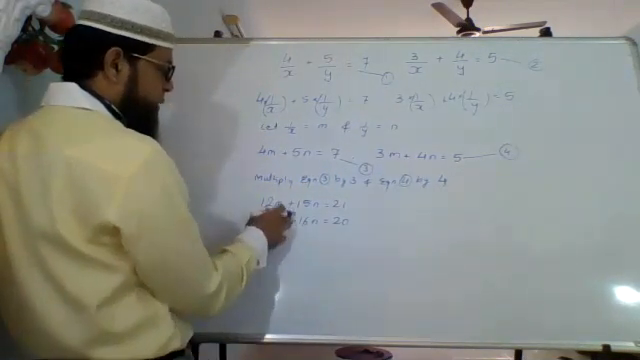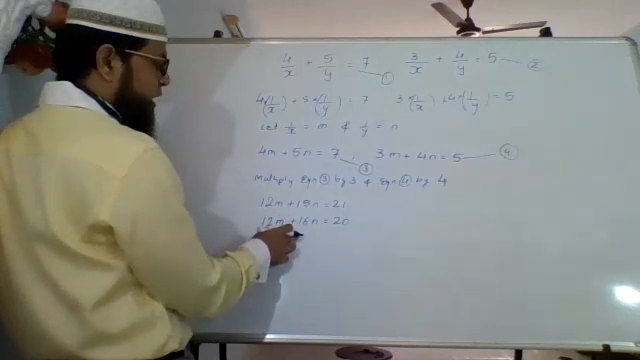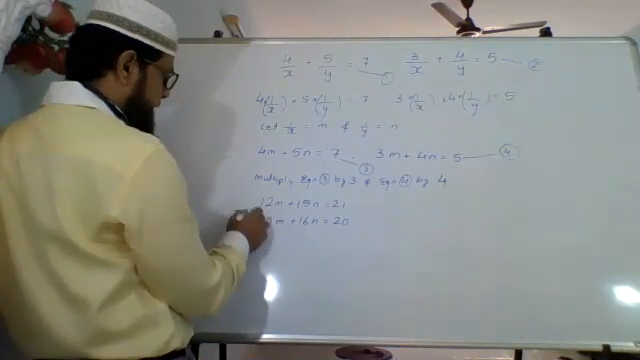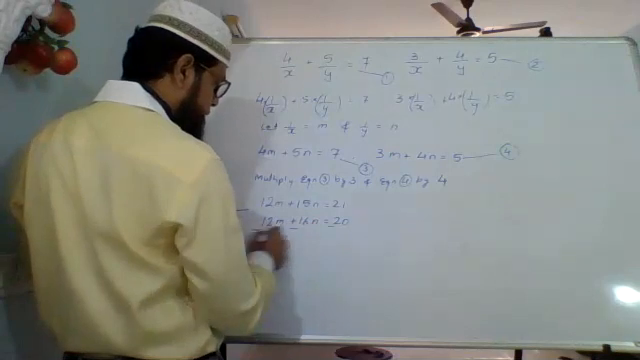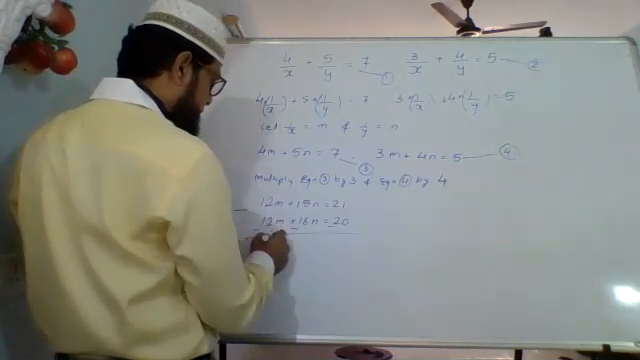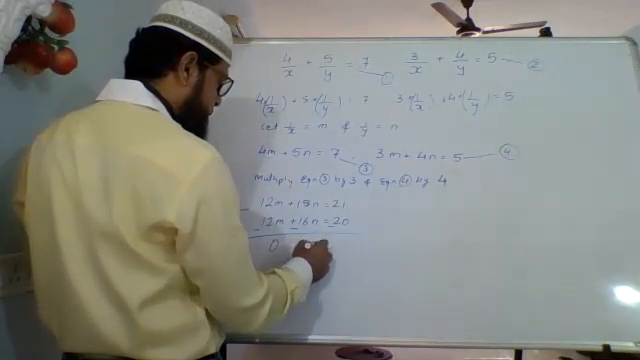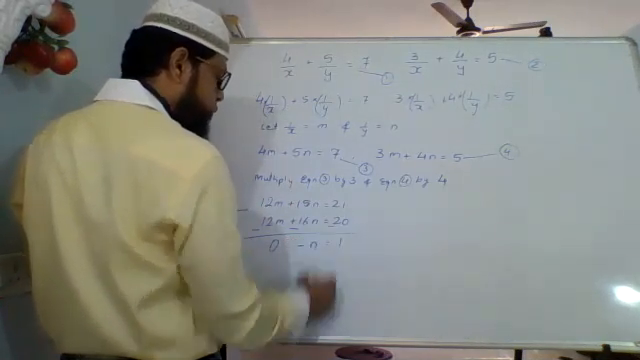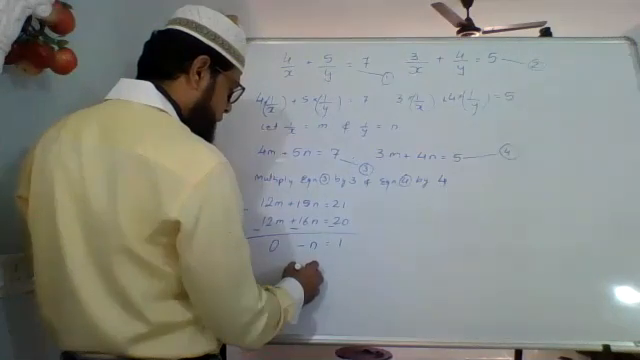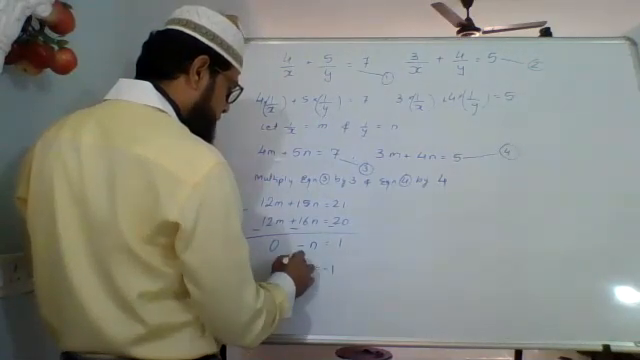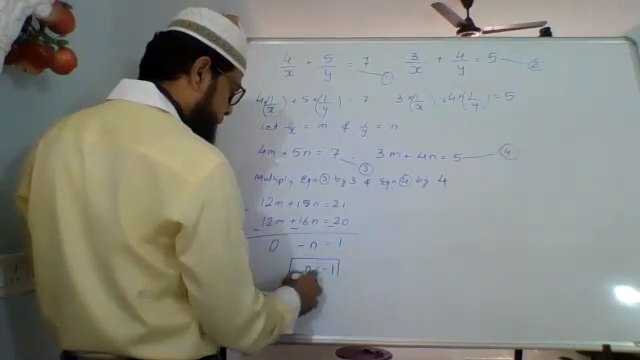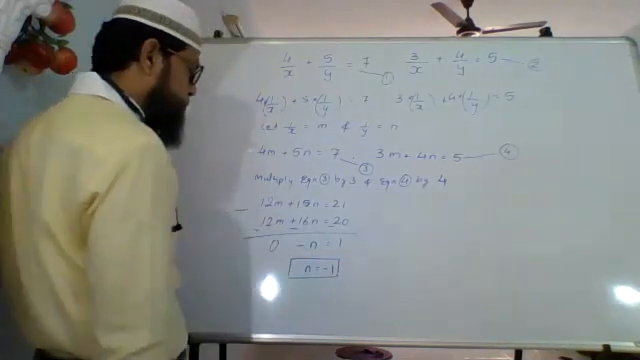Now both of them have the same sign, 12 and 12. So subtract. So this will become minus, minus, minus. 12m minus 12m. 15n minus 16n is minus 1n equals 1. Therefore, n equals minus 1.